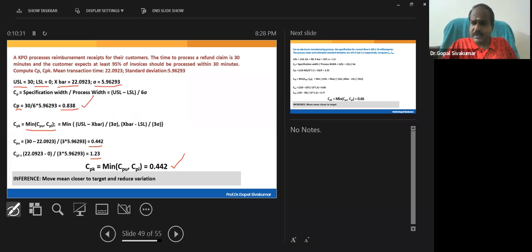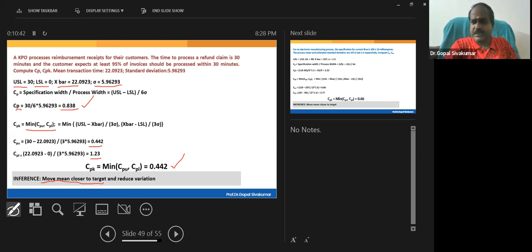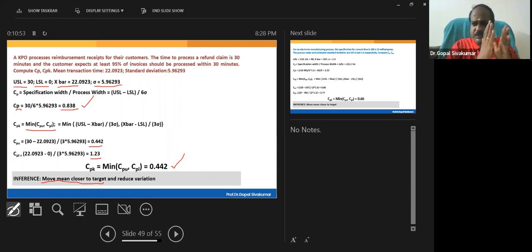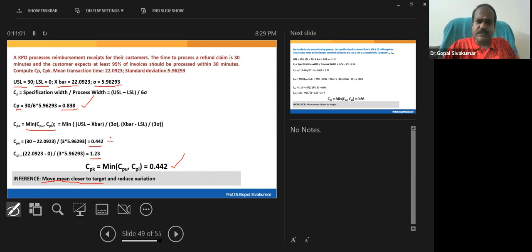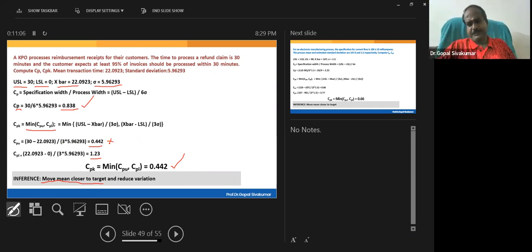Do you think the process has undergone a shift? Yes. So you must move the process. That is why the suggestion comes like this. As a statistician, you are advising the company to move the process mean towards the target value or towards the center. The process is not at the center. The process is shifted, particularly to the right side. How do I say? Cp upper is the smaller value, isn't it? The process is shifted to the right. Move the process to the left. Move the process mean to the target.